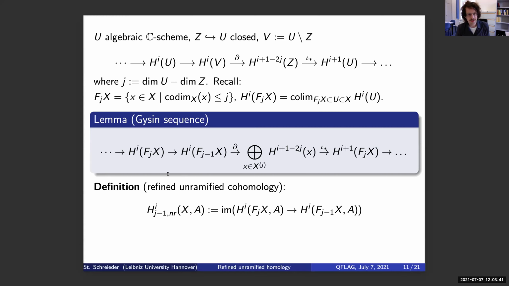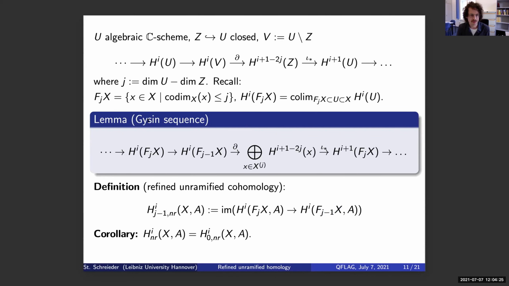Okay, and with this lemma, it's now natural to generalize unramified cohomology, to refine unramified cohomology. And by this, I just mean the image of this morphism here. So that's refined unramified cohomology, maybe of refinement index j-1. So the index up there lets me remember where the unramified cohomology group sits. So this is a subgroup of F_{j-1} of X. And it's given by all classes that lie in the kernel of this residue map, or in other words, that lift from j-1 points to j points, codimension j points.